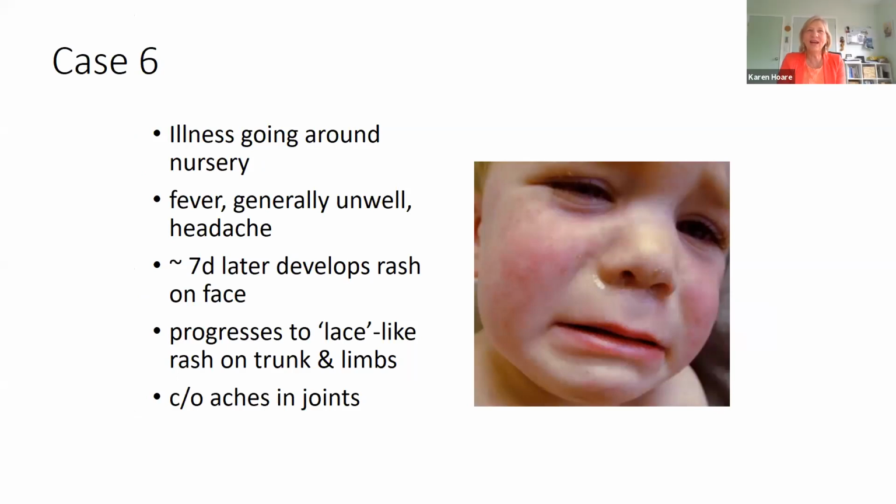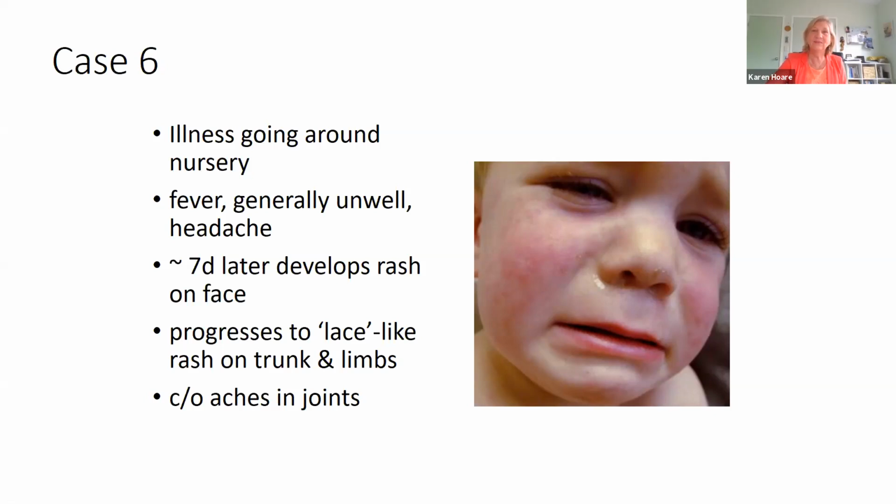Right, illness going around the nursery, fever, another very common one, generally unwell, headache. 7 days later, develops a rash on the face, progresses to a lace-like rash on trunk and limbs, aching in the joints. Oh, we've got quite a few people hazarding guesses here. Slap cheek. Well done. Yes. Who knows what? Yes. Hannah knows. Well done, Hannah. Oh, sorry. We were supposed to be anonymous.